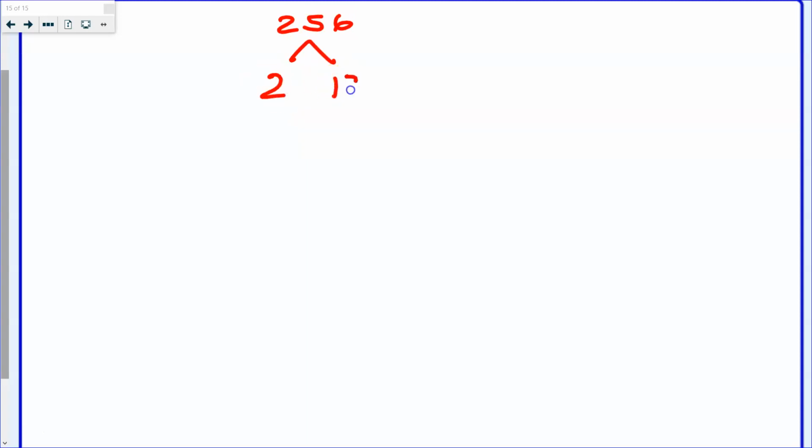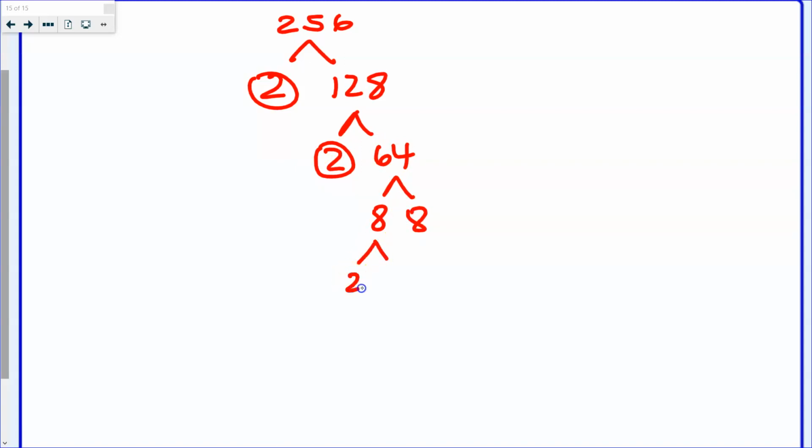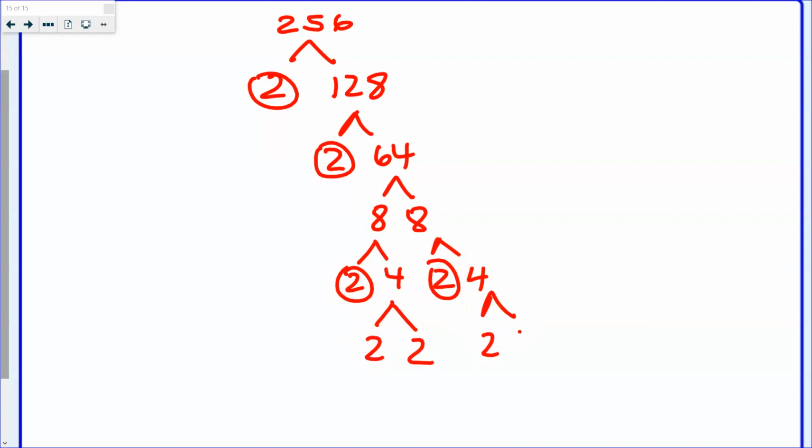2 times 128. 2's done. 2 times 64. 2's done. 8 times 8. 2 times 4. 2 times 4. These are done. You can see why I circle them now, because otherwise they would get lost in here. And again, 2 times 2. 2 more 2's. Circle, circle, circle, circle. There's 1, 2, 3, 4, 5, 6, 7, 8 of them.